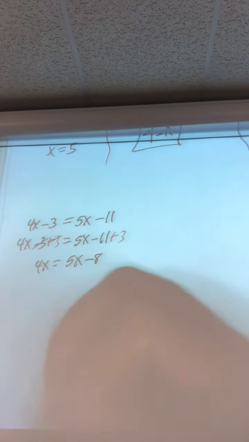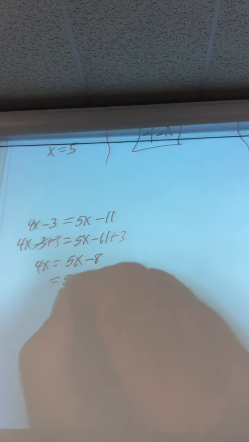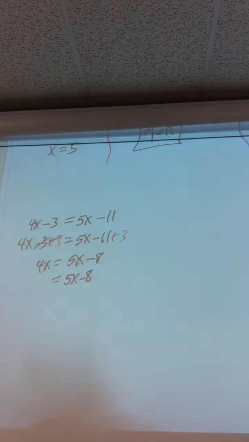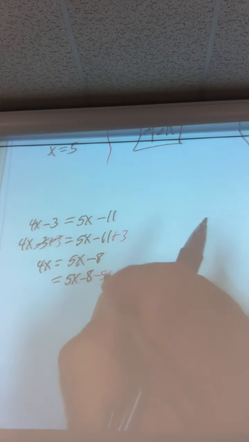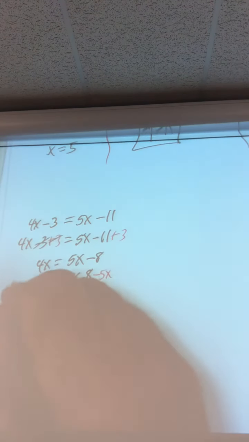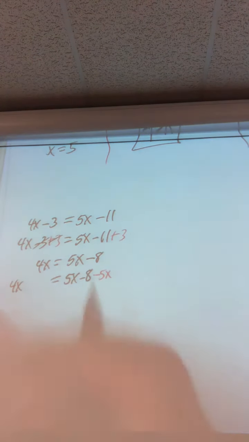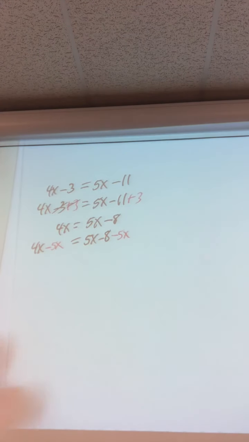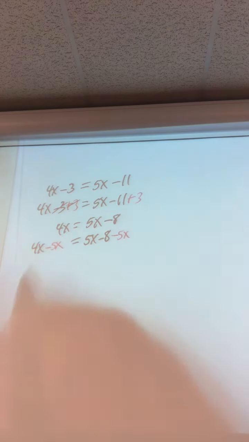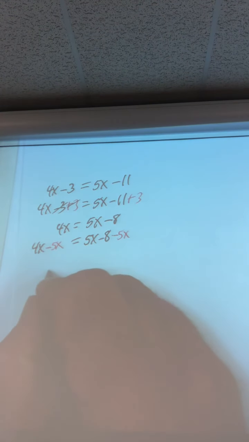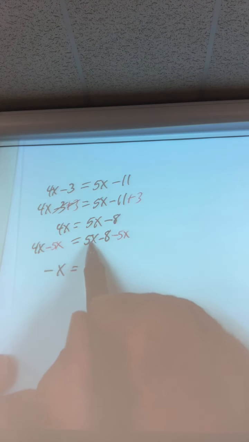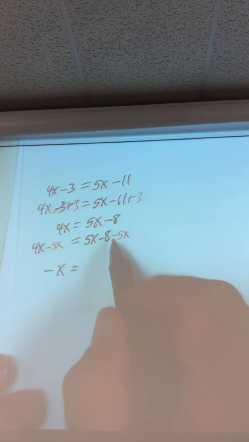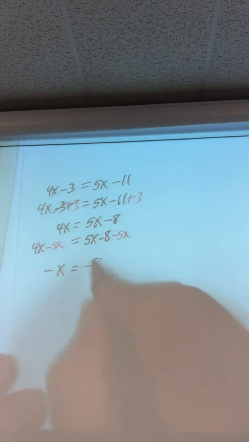And if I minus 5x on the right side, which I'm going to show you, I'm going to minus 5x on the left side. Now when I do, 4x minus 5x is negative x equals 2. On the right side, the 5x's add out and leave negative 8.